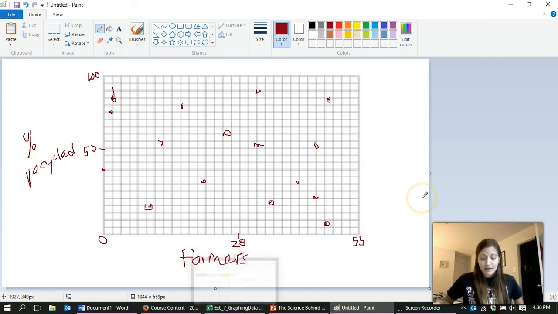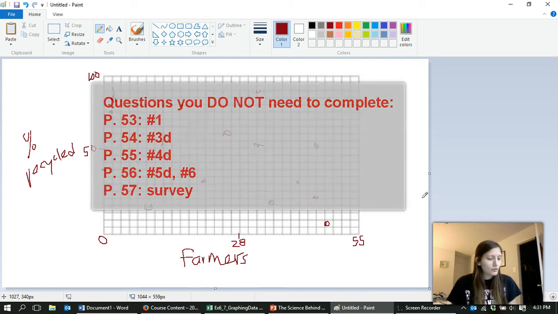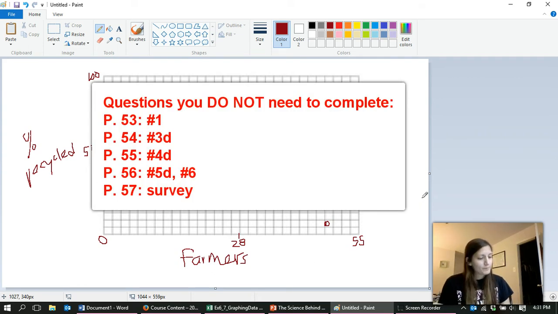Now the questions you do not need to do, I'm trying to limit how much work you're doing outside of class. So you do not need to do question 1. This is all for exercise 7. You do not need to do question 3D on page 54. On page 55, you do not need to do question 4D. And on page 56, you do not need to do questions 5D or question 6. You also do not need to actually complete the environmental biology survey on page 57.